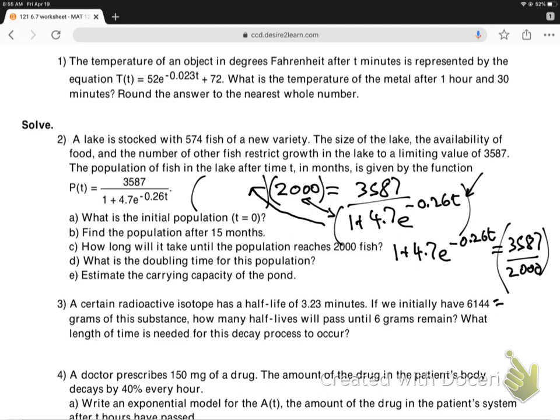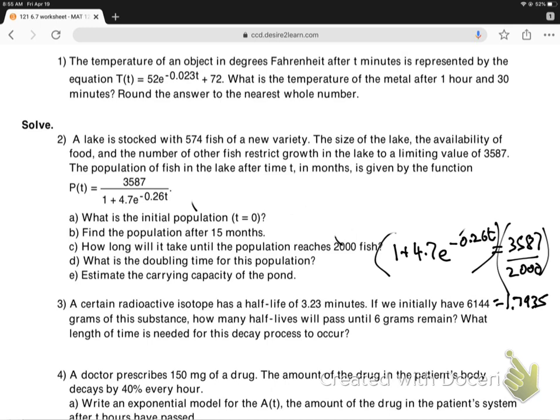3587 divided by 2,000 equals 1.7935. Okay, so all of this equals 1.7935. I'm going to erase to get some space, a bit tight up here, because what I've now got is this: 1 plus 4.7 e to the negative 0.26t equals 1.7935. I just divided that by that to get 1.79.